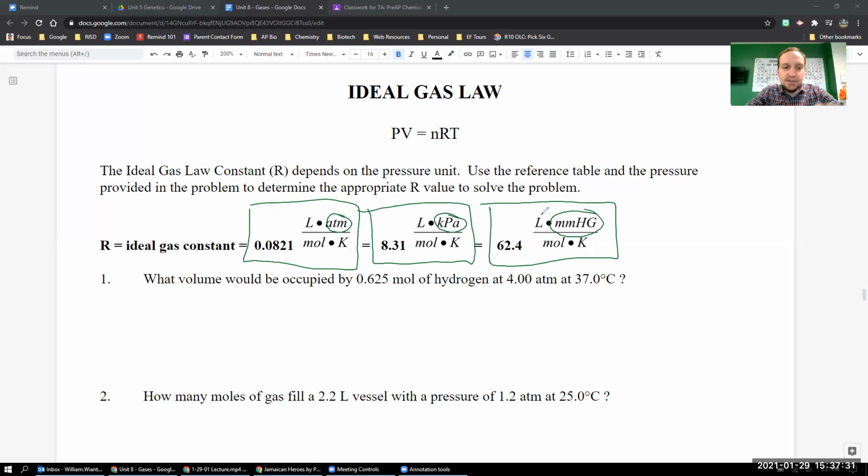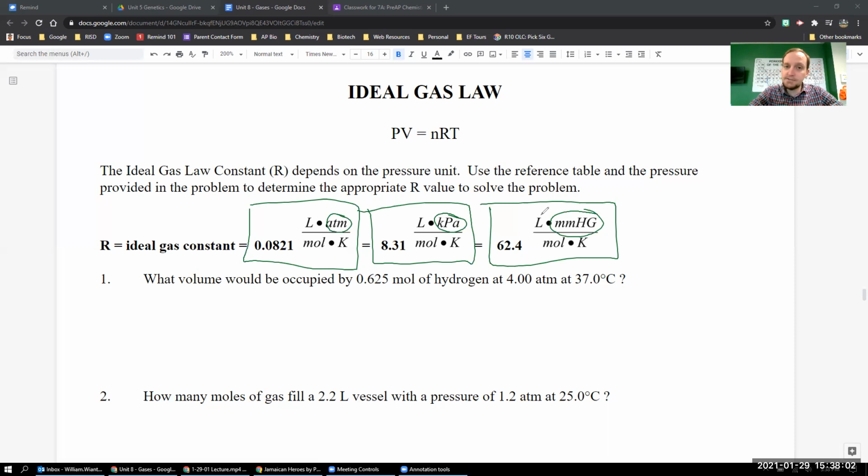So whenever you're using these R values, you want to pick the one that has the correct pressure unit. If your problem has atm, then you're going to use 0.0821 liter atm over mole Kelvin. If you're given a pressure unit in the problem that is in kPa, then of course you would use 8.31 liter kPa over mole Kelvin. And of course, you understand the idea for the millimeters of mercury. So you're going to use the appropriate R value depending on the pressure unit.